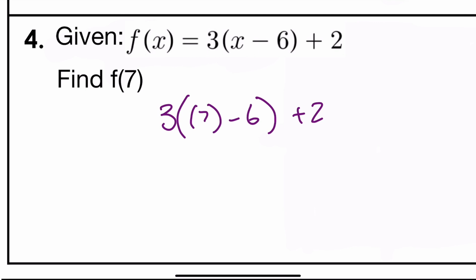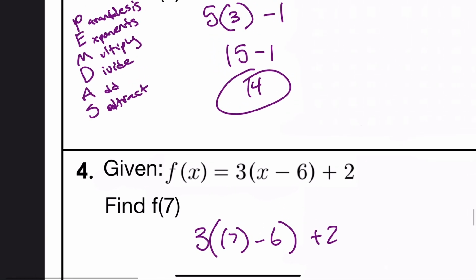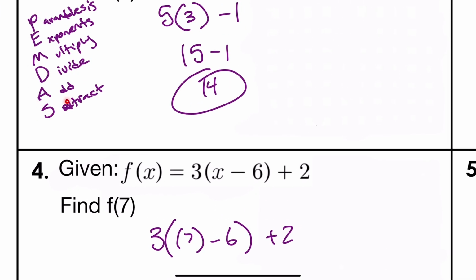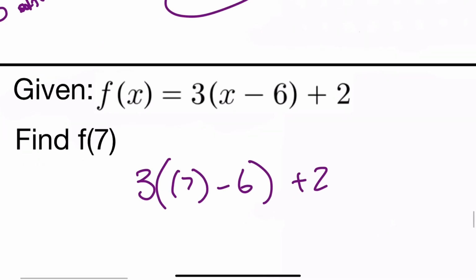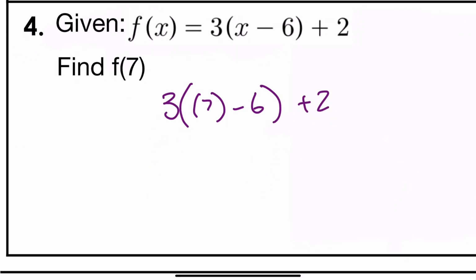Okay, so since this has a little bit more going on, I'm going to start with my parentheses first. Remember, in our order of operations, parentheses comes first, so I'm going to do that first. In those parentheses, we have 7 minus 6. Well, I know 7 minus 6 is going to be 1. And I have the rest to write down. And then we have multiplication, so we have 3 times 1, that's going to be 3. And then we have 3 plus 2, that's going to be 5.